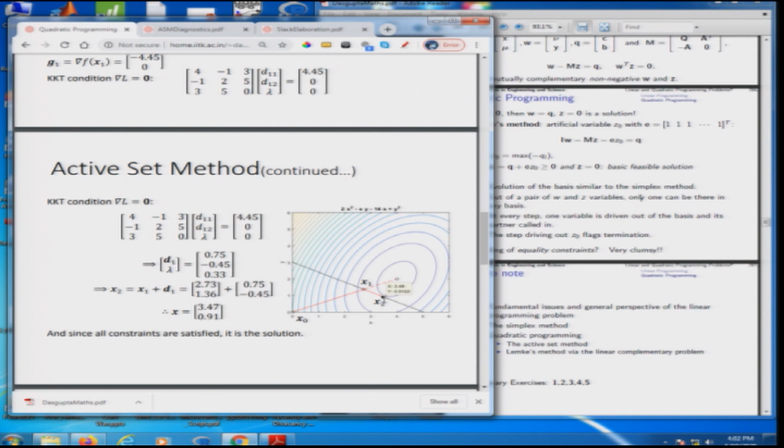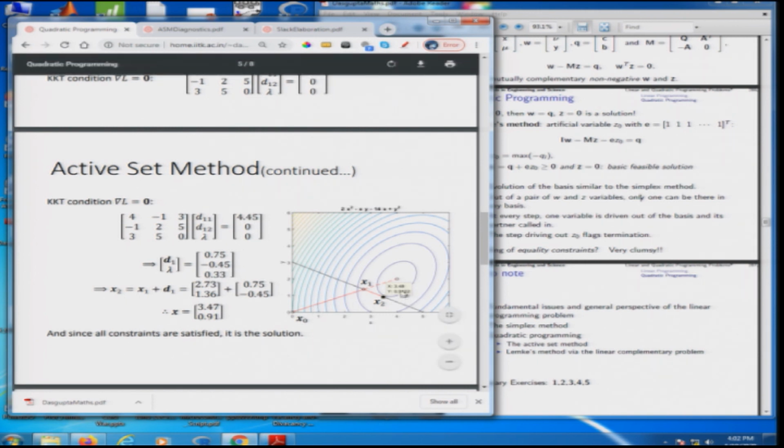And now you have got this point, and here nothing is violated, because you have kept the constraint active, and the Lagrange multiplier, that is important. The Lagrange multiplier is positive 0.33. So, this is fine, this is a KKT point, this is the solution, and you have got it.